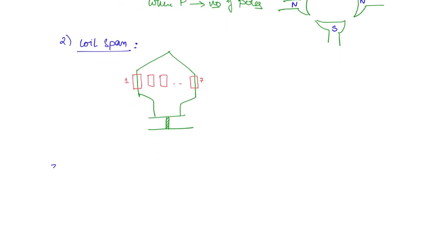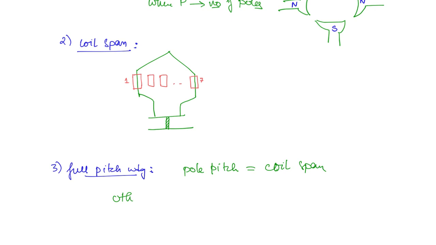Next is full pitch winding. If the coil span is equal to the pole pitch, then it is called a full pitch winding. Otherwise it will be called a fractional pitch winding. So in full pitch winding, the pole pitch will be equal to the coil span. Otherwise it is called fractional pitch winding.